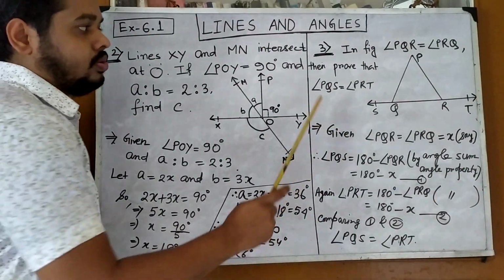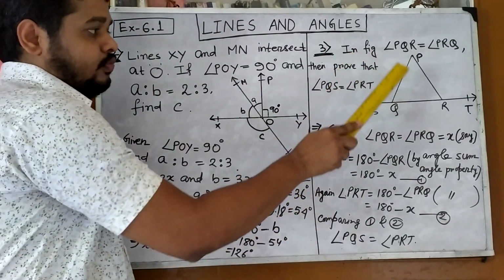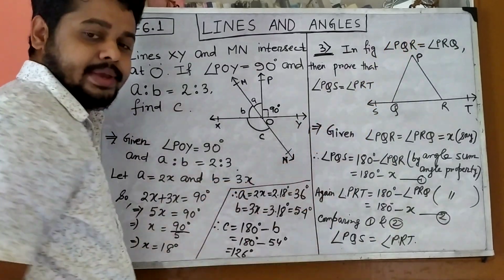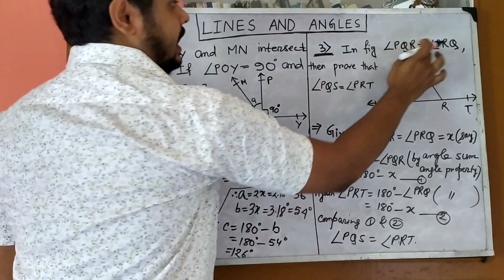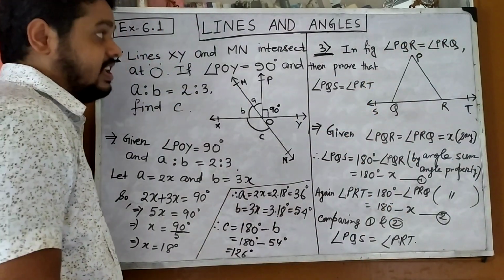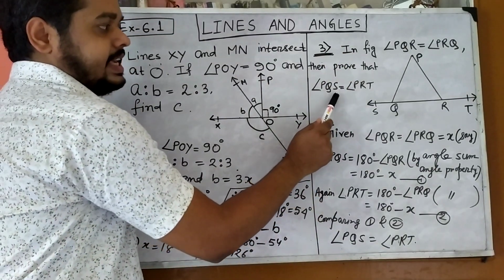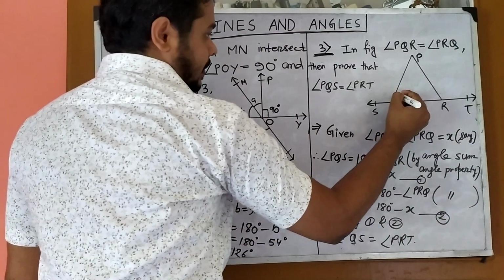Now we are coming to problem number 3. In the figure, a figure is given, angle PQR equals angle PRQ. It is given. Then prove that angle PQS equals PRT. This is a very easy problem.